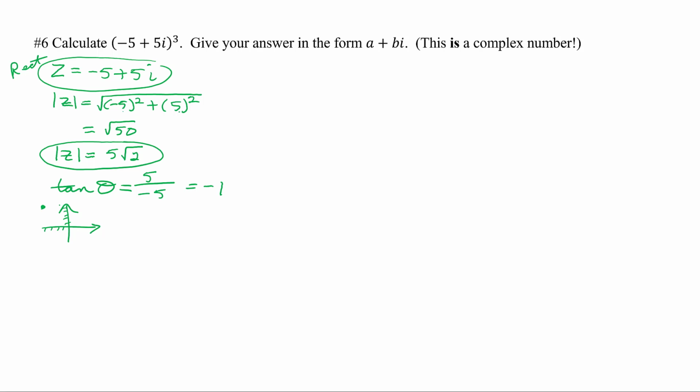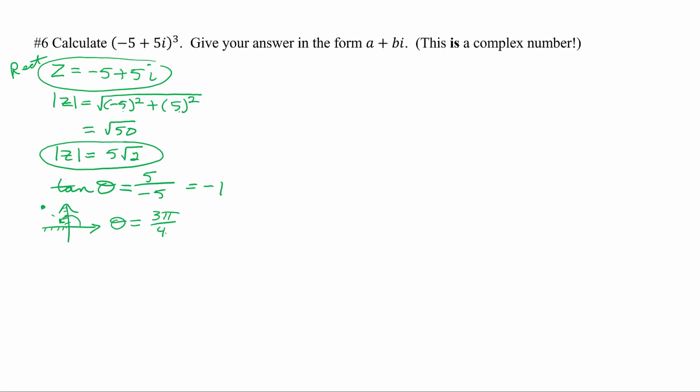Looking back at z, we have negative 5 plus 5i, so we're in quadrant 2. In quadrant 2, if the tangent is equal to negative 1, I'm going to have a reference angle of pi fourths. But to find the angle theta itself, theta would be pi minus pi fourths, or 3 pi fourths.